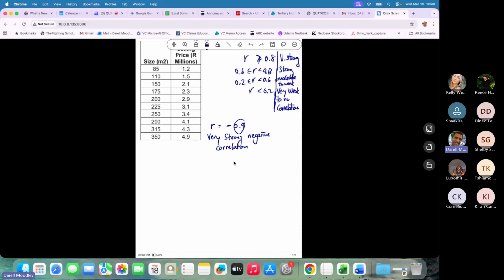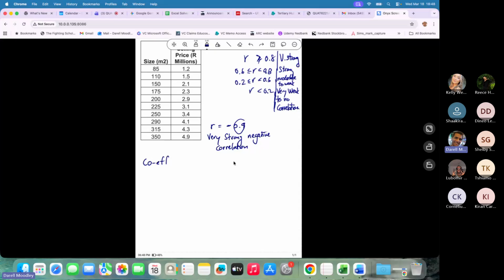Okay, make sure you understand how to interpret the correlation coefficient. The last thing I want to cover is something called the coefficient of determination. Now it sounds like a lot, but it's very easy to actually calculate and interpret.